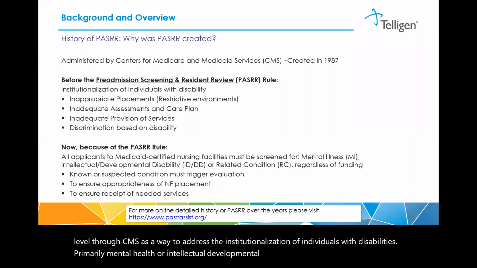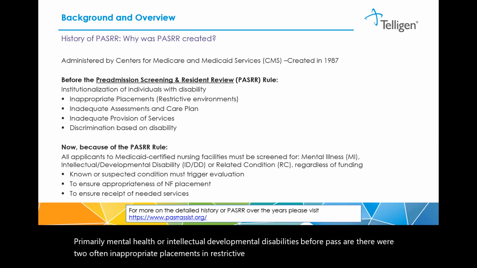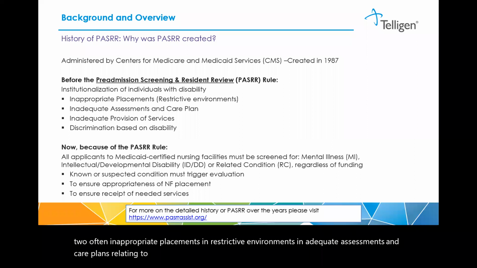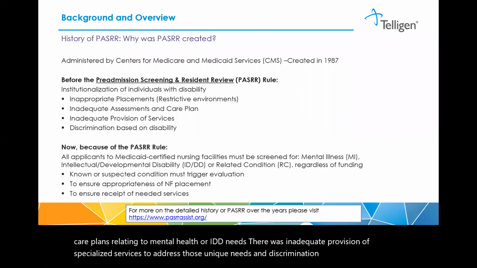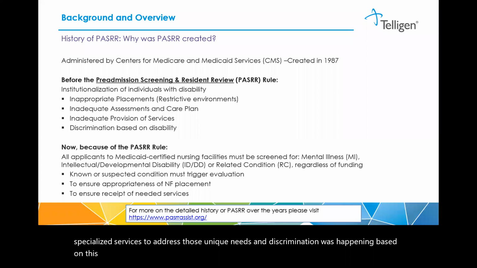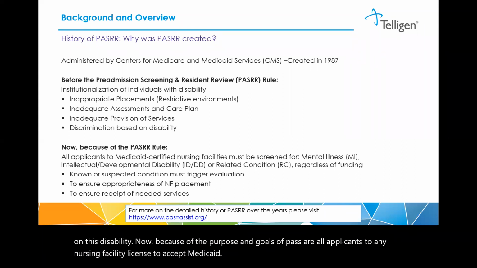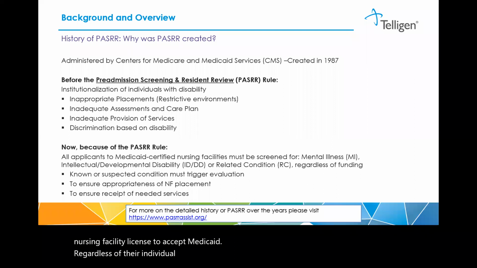Before PASSR, there were too often inappropriate placements in restrictive environments, inadequate assessments and care plans relating to mental health or IDD needs. There was inadequate provision of specialized services to address those unique needs, and discrimination was happening based on this disability. Now, because of the purpose and goals of PASSR, all applicants to any nursing facility licensed to accept Medicaid, regardless of their individual funding, must be screened through PASSR.